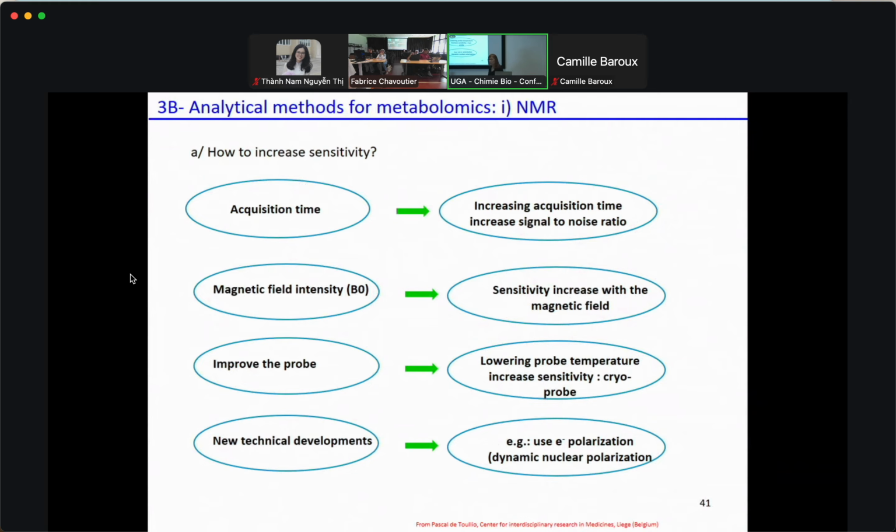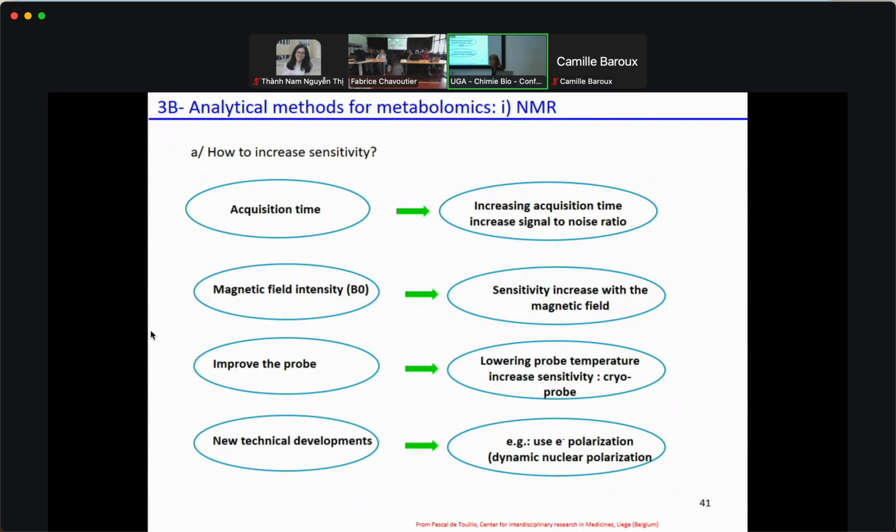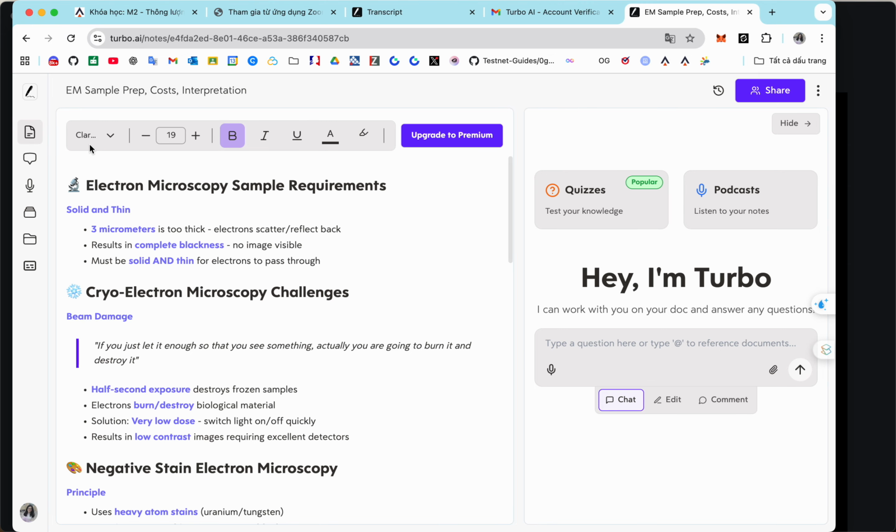And there are also new technical developments now to increase the sensitivity of NMR, using proton polarization, but these are very complex methods. They are not suited for metabolomics and for clinical metabolomics. Too complex, with a lot of very big machines. So there are developments by physicists who developed these new tools, but until now, they are not available for routine metabolomics.